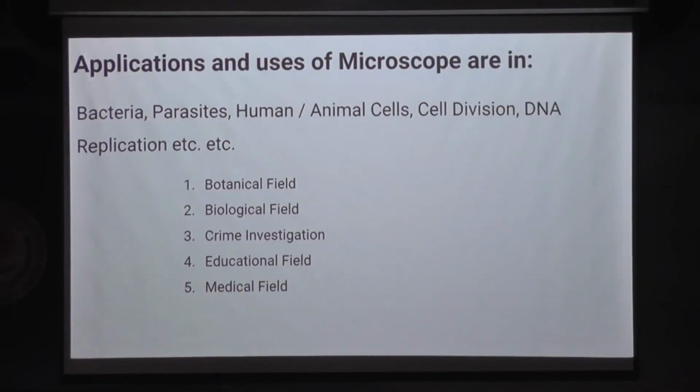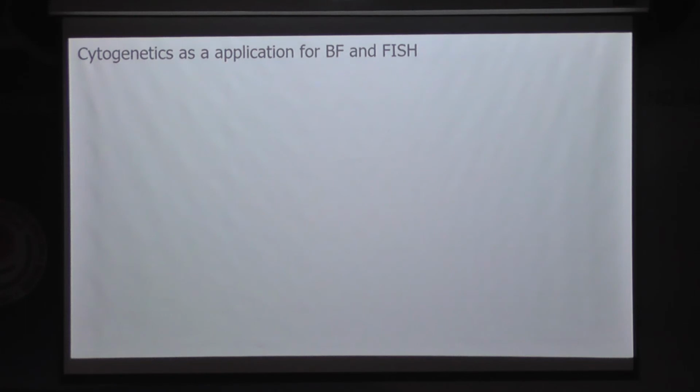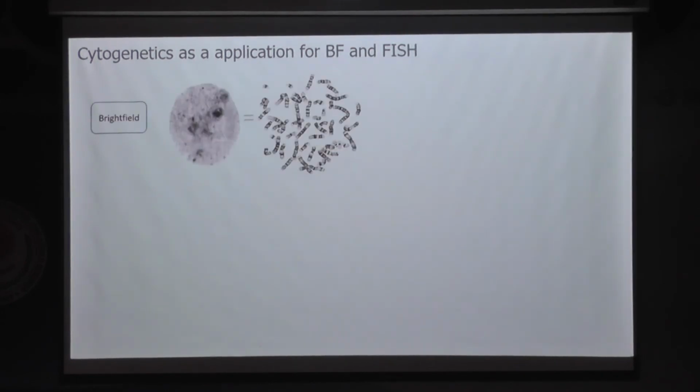Yes. Regarding the applications of the microscope, what we normally look at in a microscope are bacteria, parasites, human and animal cells, and cell division. Most fields use it: botanical, biological, crime investigation, educational, and medical. One important field I would like to discuss here, where we also carry a huge capability internally, is cytogenetics. Cytogenetics itself uses bright field as well as fluorescence contrast types of microscopy.